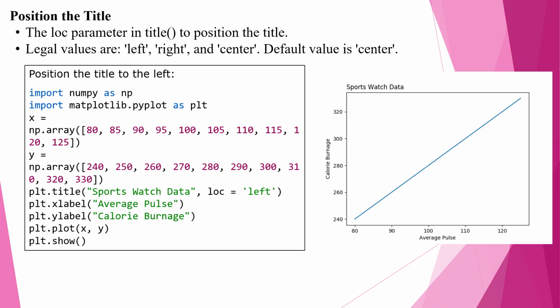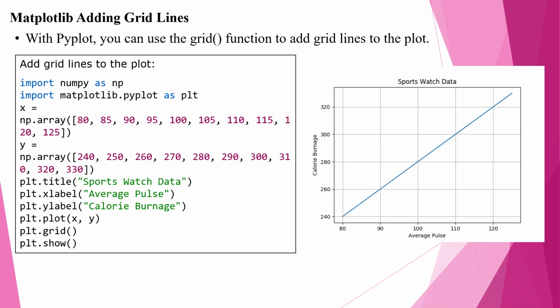The xlabel and ylabel functions are used to label the x-axis and y-axis for better clarity. Finally, the show function is called to display the plot. Adjusting the title position helps in improving the layout and presentation of the visualization based on user preference.